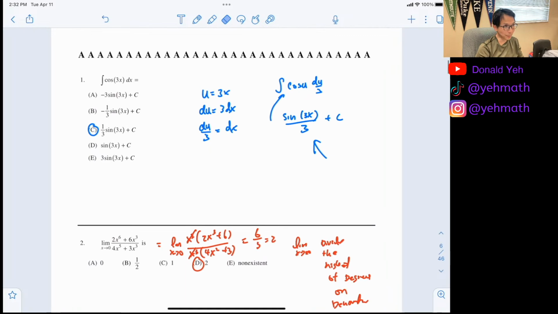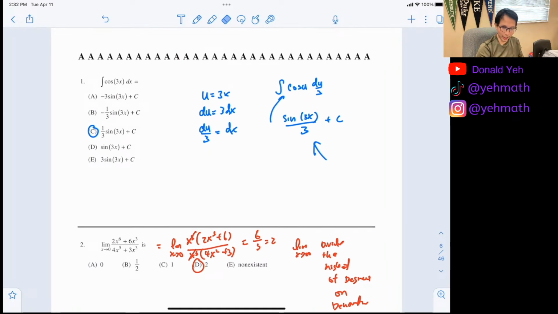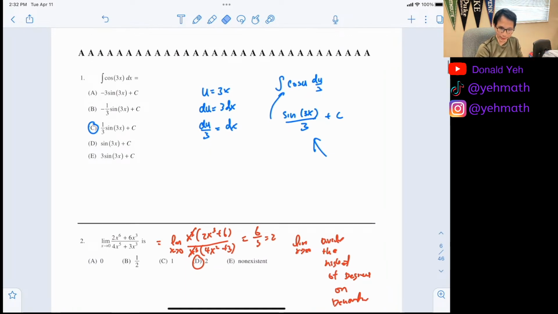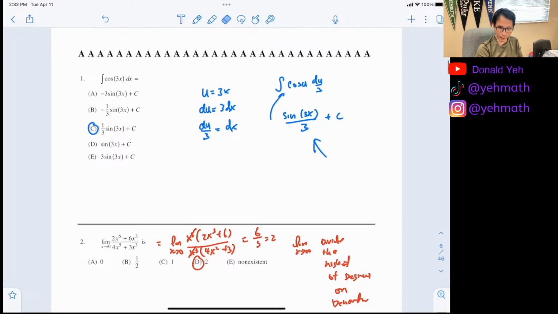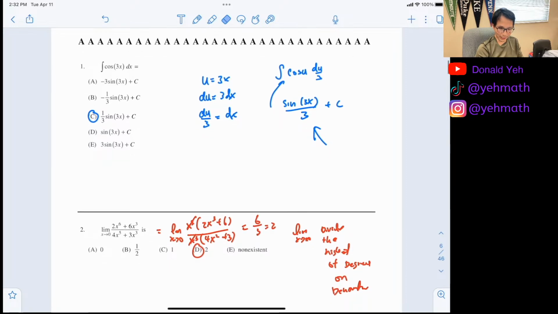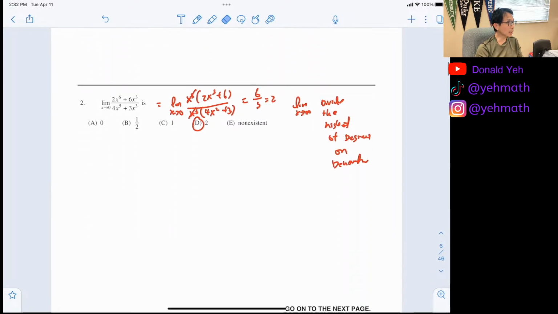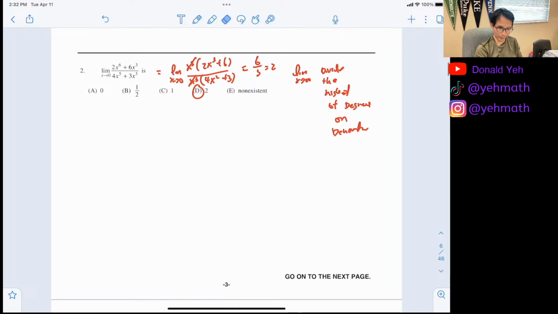So first question, just basically use substitution, u equals 3x, and then you have to make sure you integrate cosine, which is sine. That's that. Second question, you can do factor and cancel. That's the fastest way. You can do L'Hopital's rule, but it's going to take a long time because you have to do three different derivatives before you get to an answer you can define. So I would do factor and cancel. That's the first thing you learn in calculus.